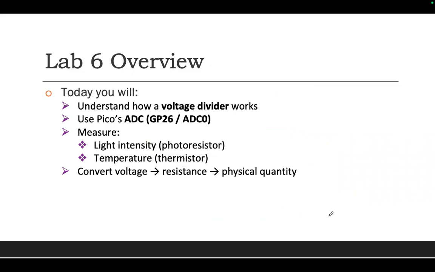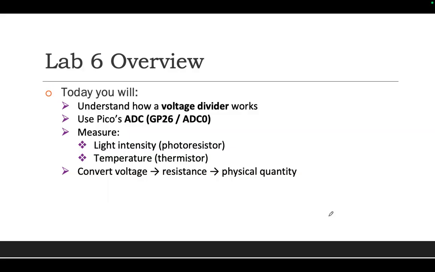In lab 6 today, you will understand how a voltage divider works. Actually, in lab 4 and lab 5 we also used a voltage divider, but we didn't focus on it. We just focused on the PWM read, because that is what we wanted to focus on. Today we want to focus on how a voltage divider works, and then use the Pico W's ADC to read the voltage. This is what lab 4 and lab 5 do.